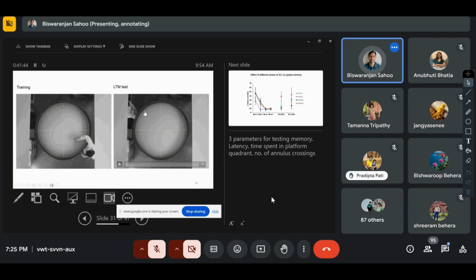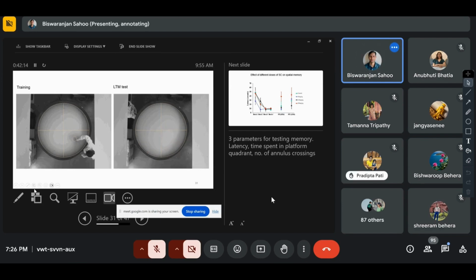The first is how long it takes to reach the platform. Let's say we release here. The time taken to reach the platform from the release site is called latency. The quicker the latency, the less time it takes, the better the memory. The second is the fourth quadrant: how much time it spends in the fourth quadrant with respect to the total time, out of all the quadrants.